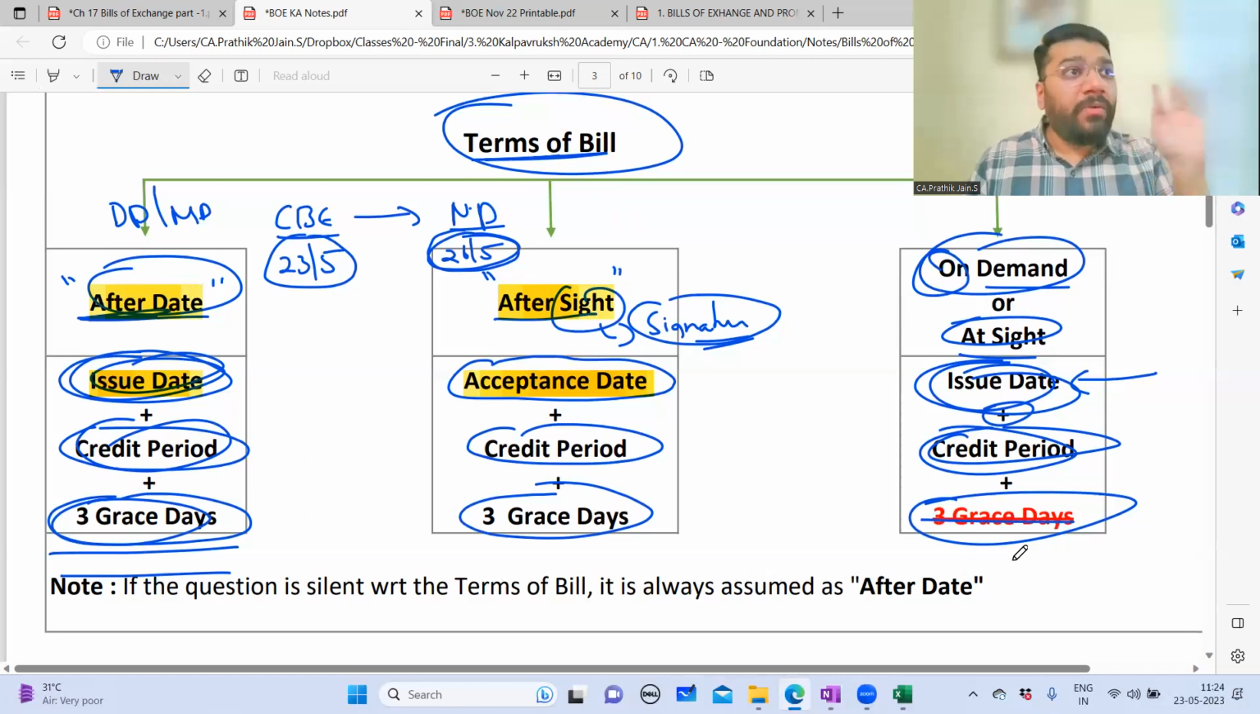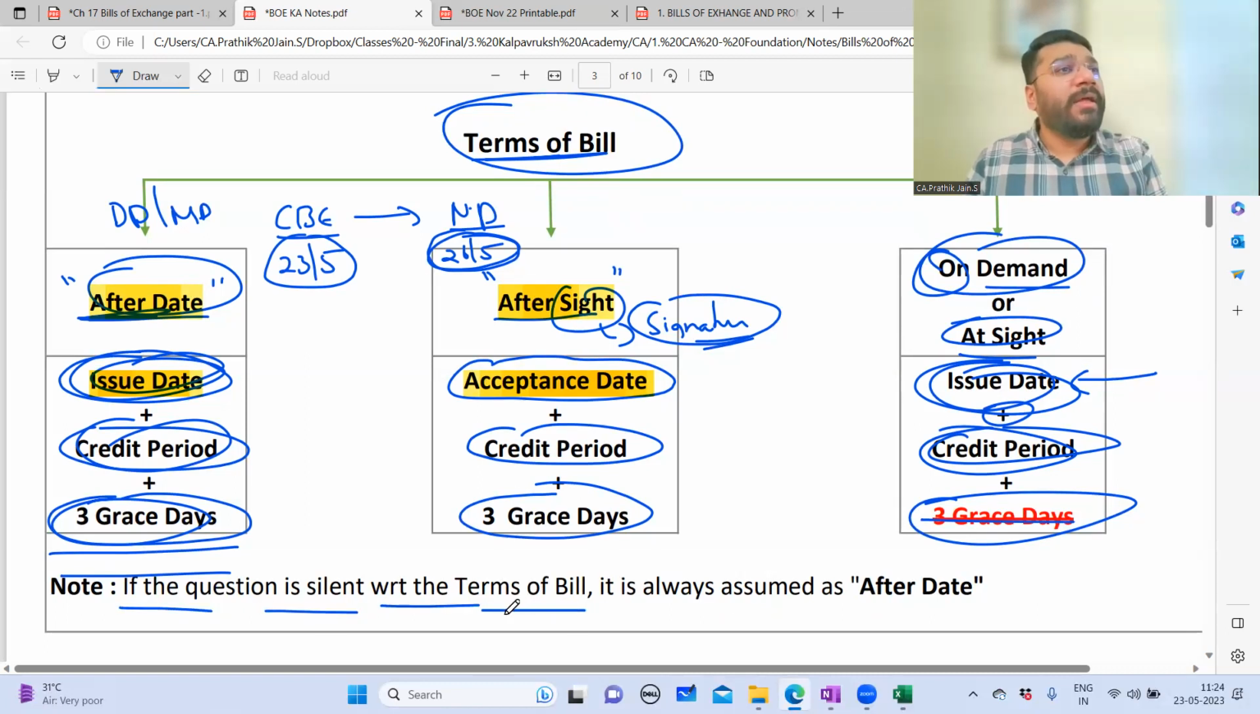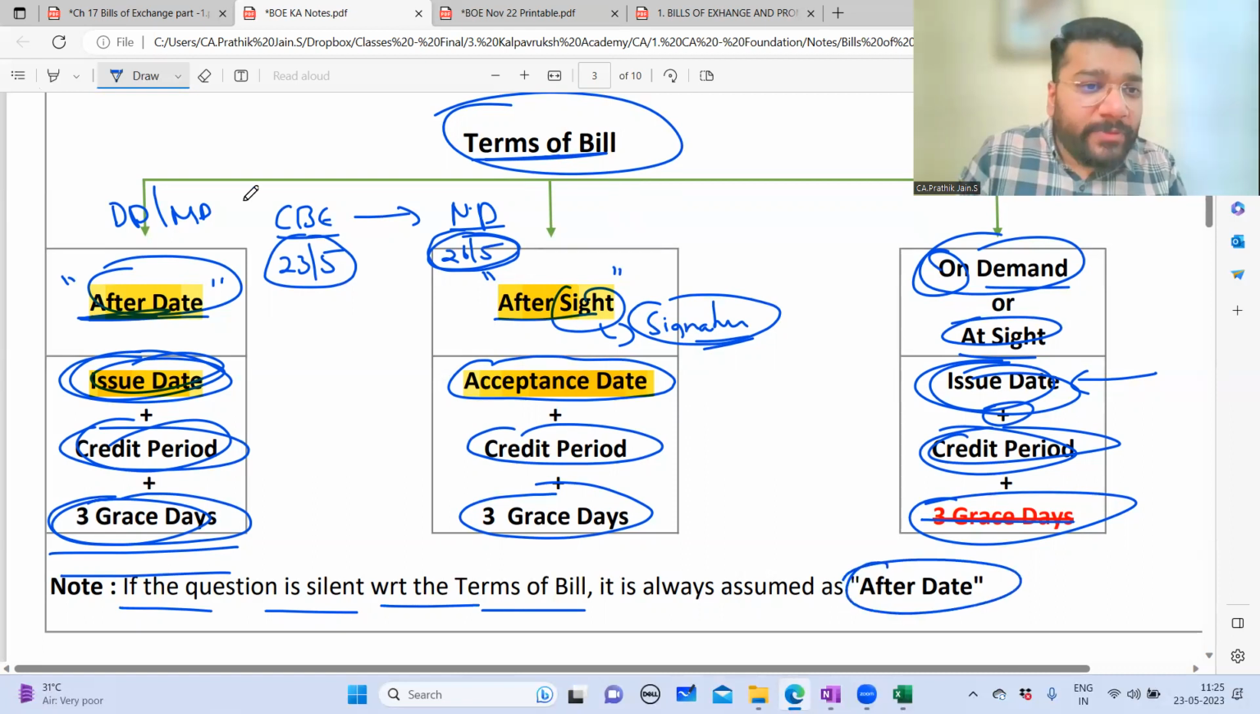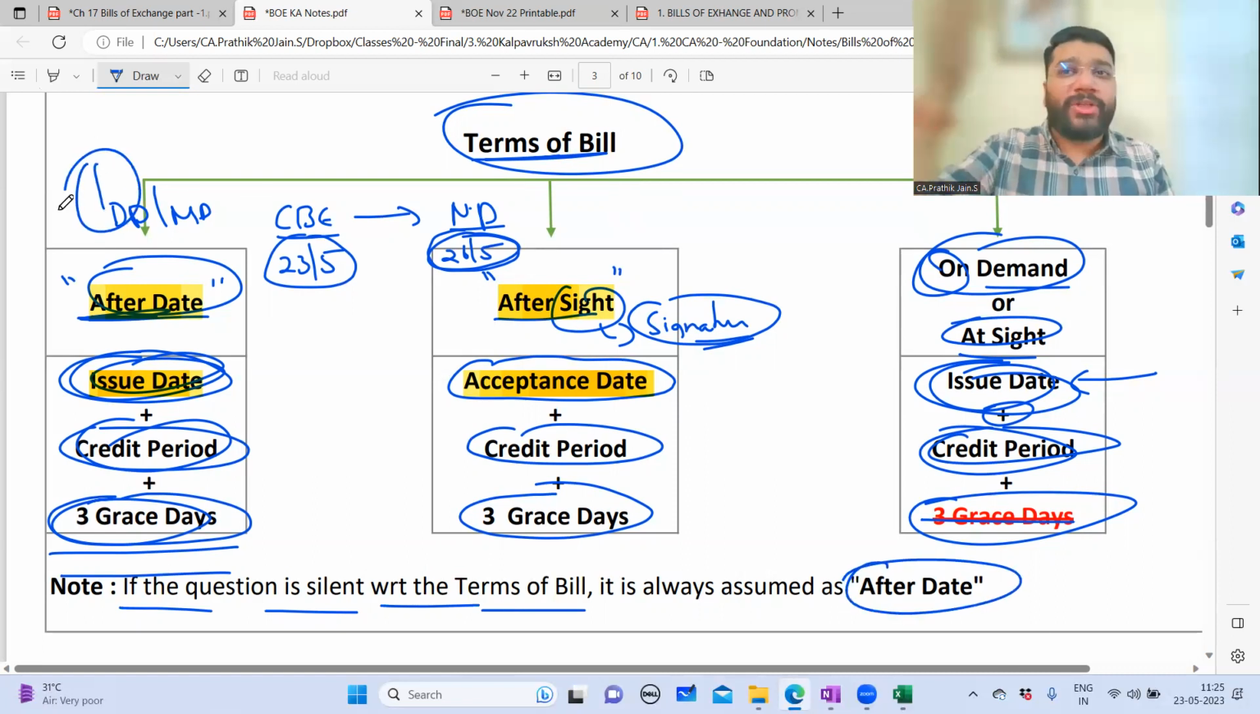Now, once again, if the question is silent with regard to the term of bill, and in the question they're asking you to calculate the due date, after date also is not mentioned, after sight also is not mentioned, on demand or at sight, nothing is mentioned. So out of these 3, what will you assume? Which term it is? Always after date, which means the first one. Yes, Subiksha.